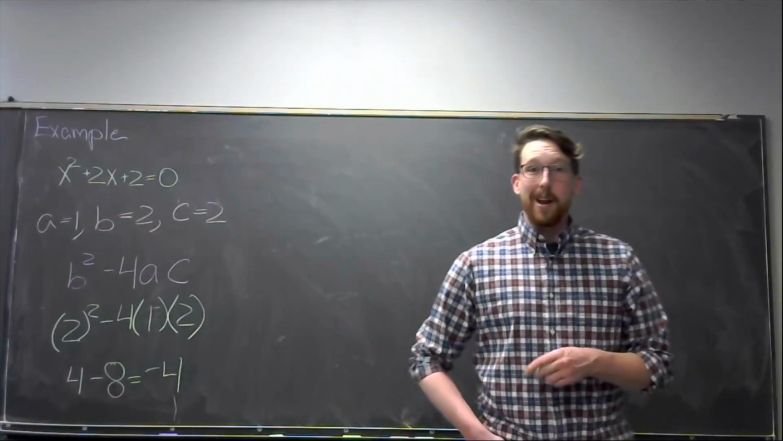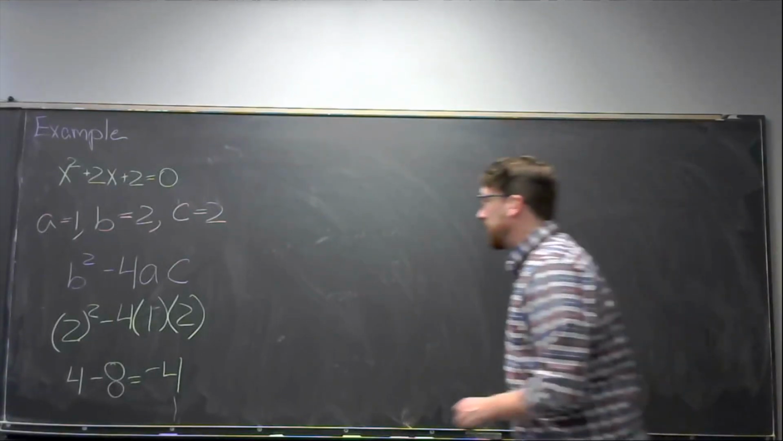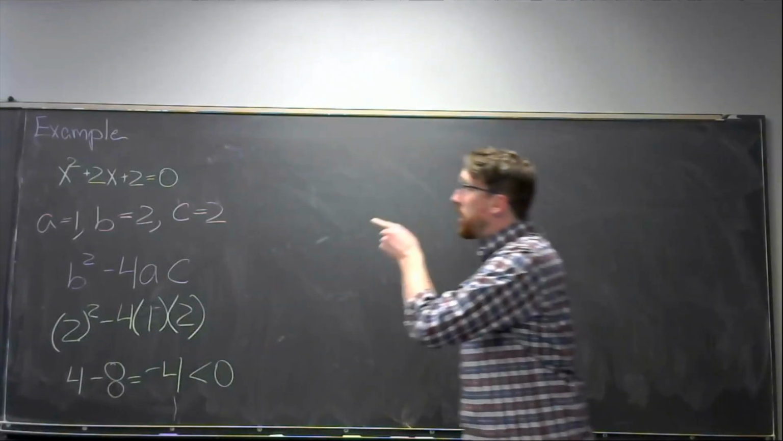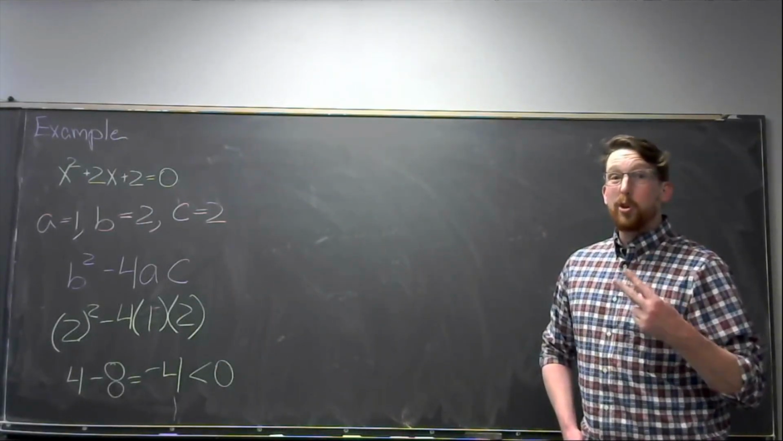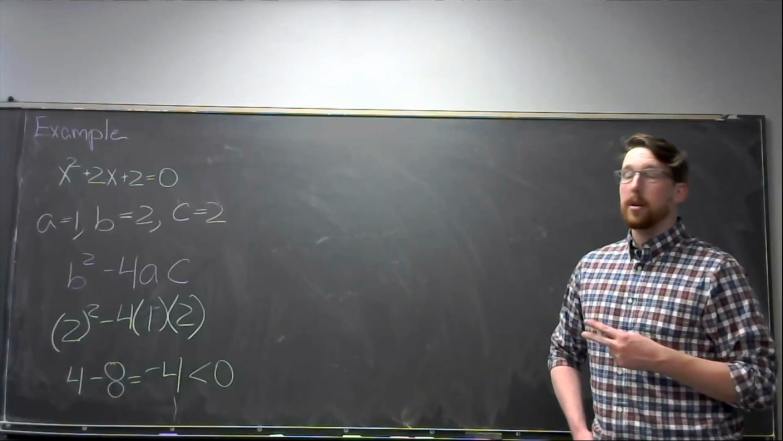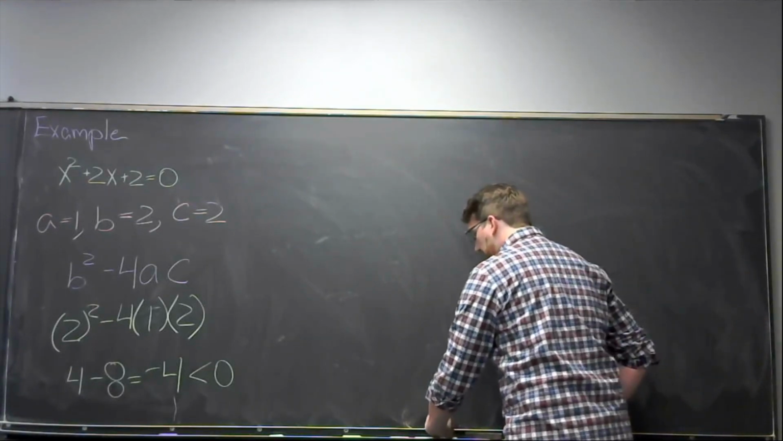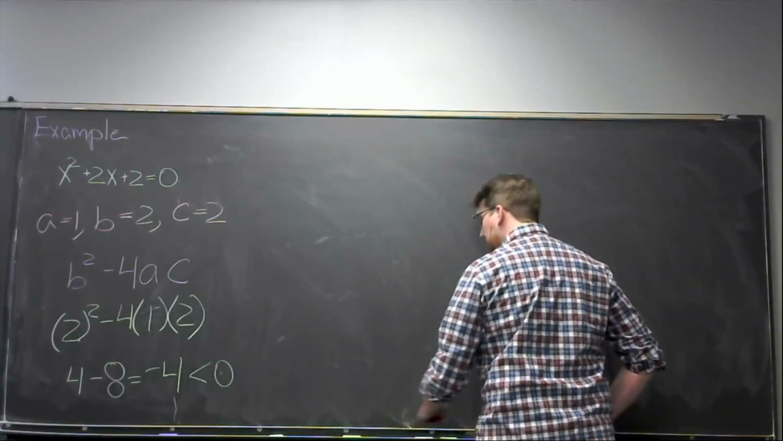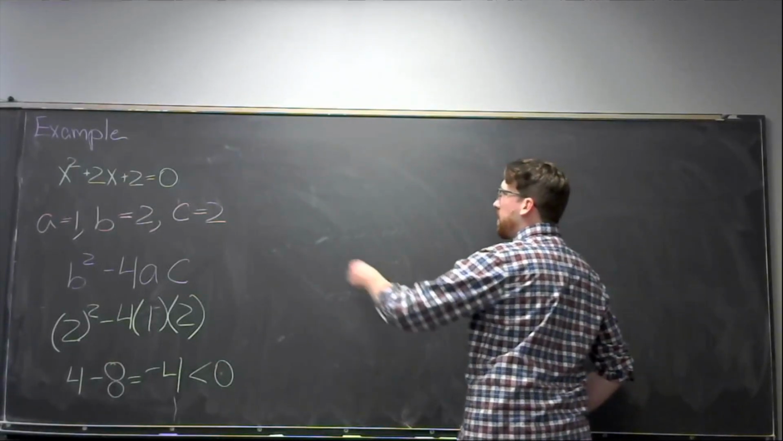Last I checked, negative 4 is less than 0. So we know that we're going to have 2 complex solutions to this, right? Automatically, this tells us we're going to have 2 complex solutions. So let's do the rest of the math.